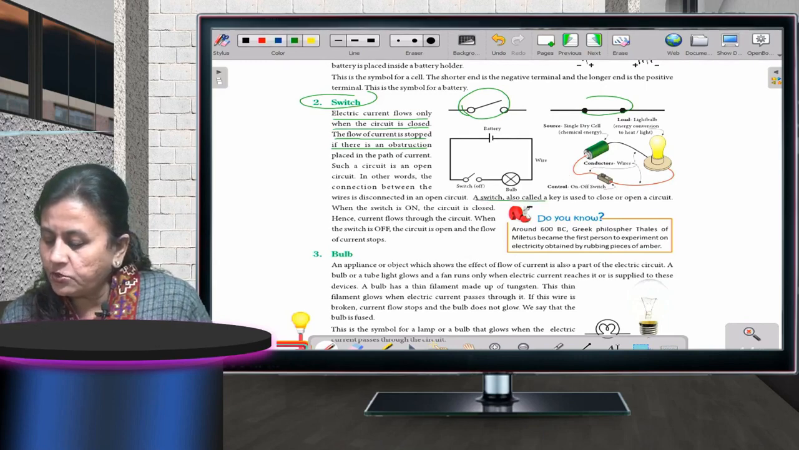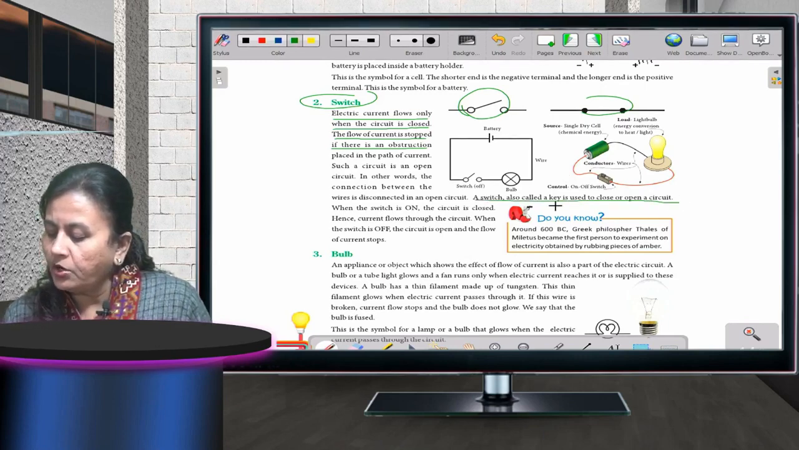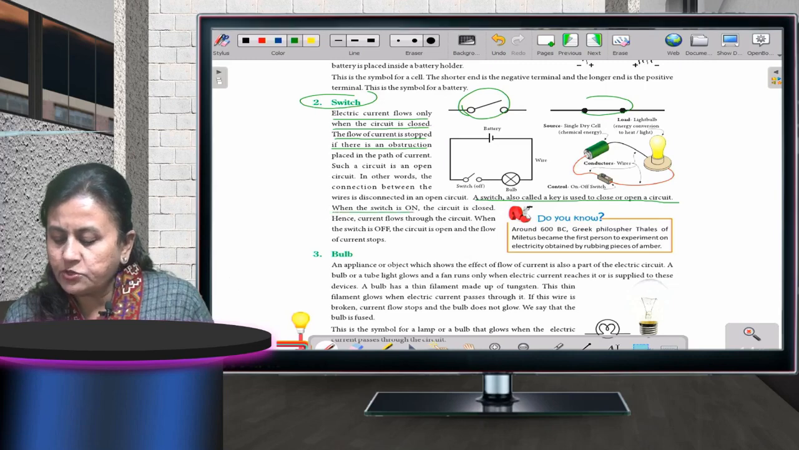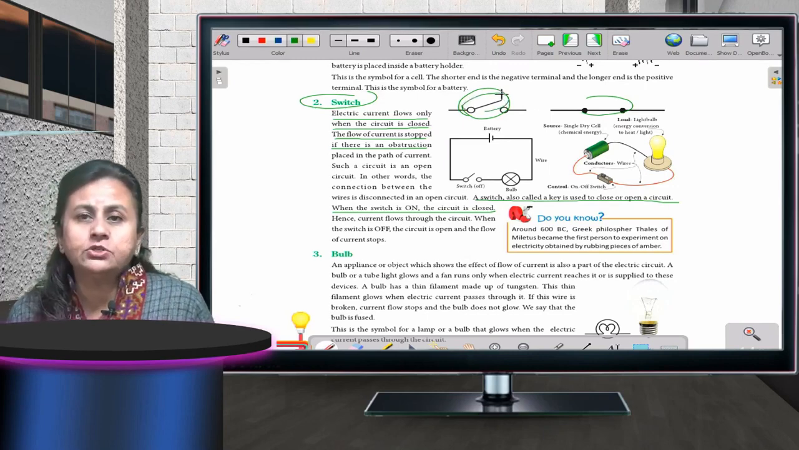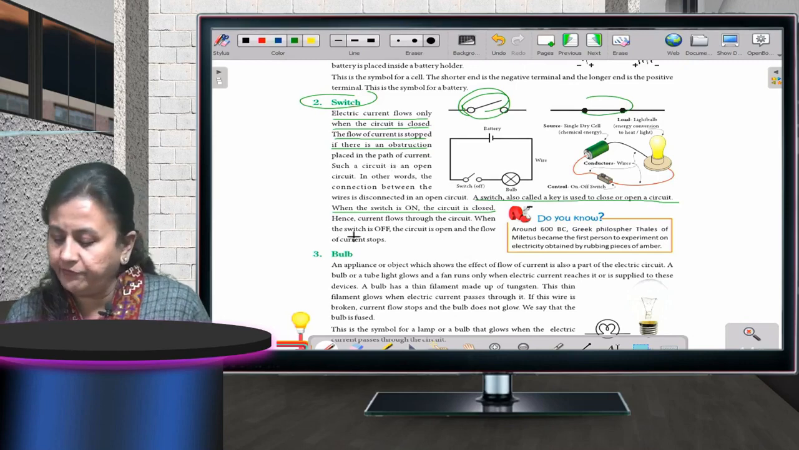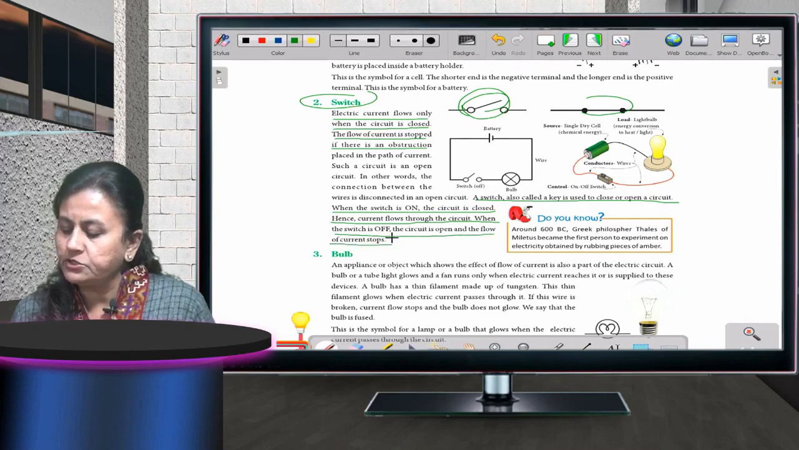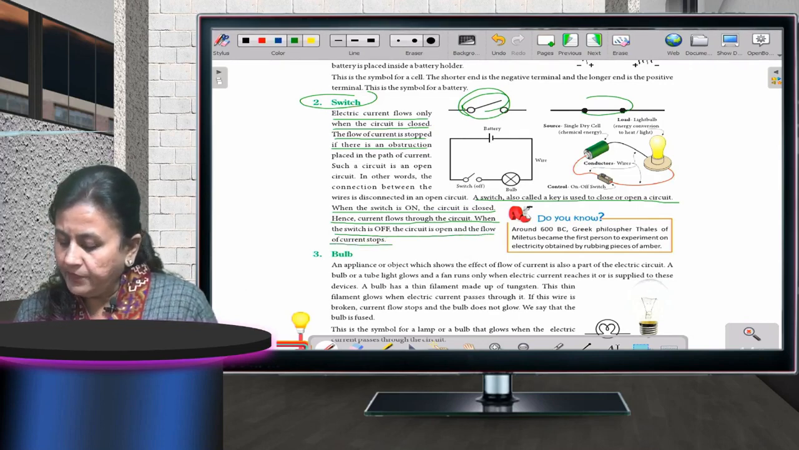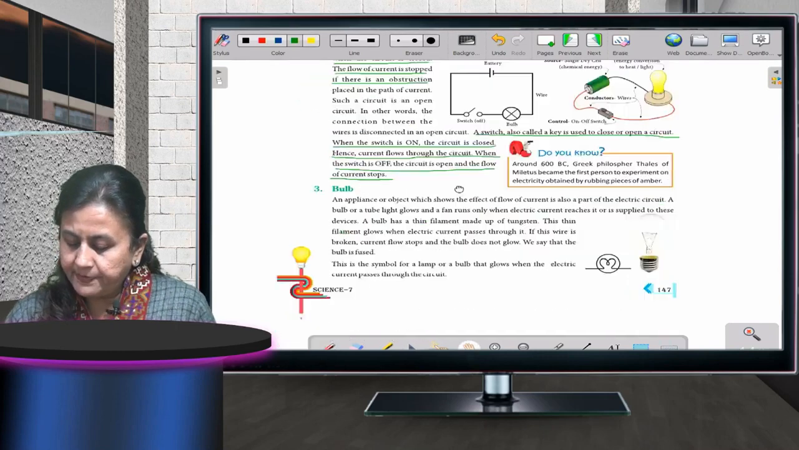A switch, also called a key, is used to open or close a circuit. When the switch is on, the circuit is closed. When we close the switch, the current starts flowing. Hence current flows through the circuit. When the switch is off, the circuit is open and the flow of current stops. Fine children. Now coming to the next one, the bulb.